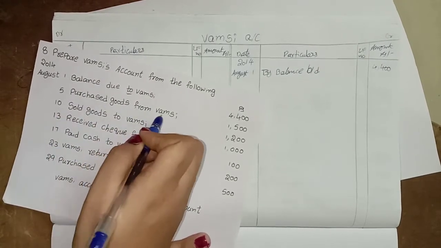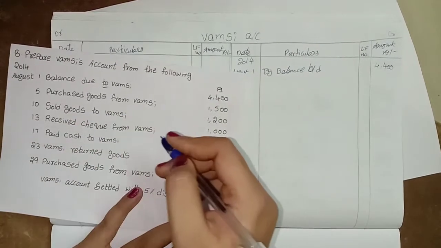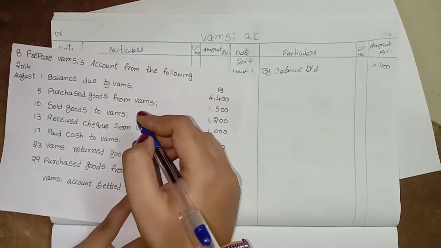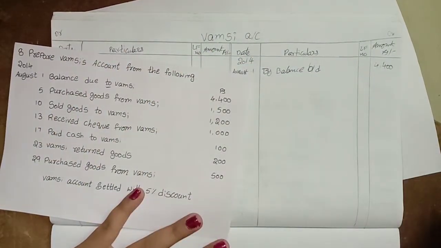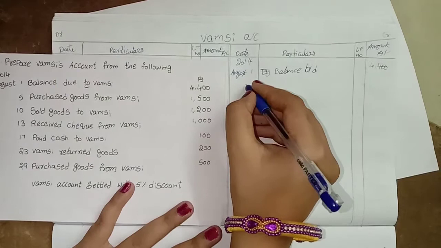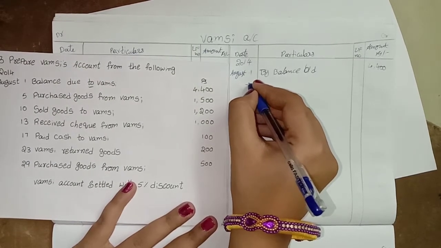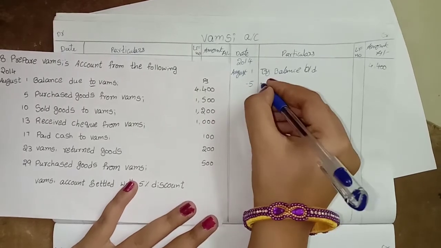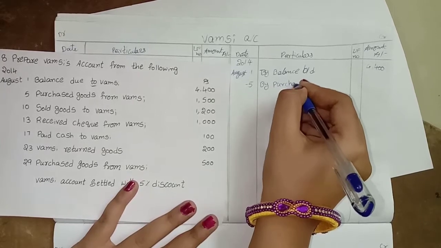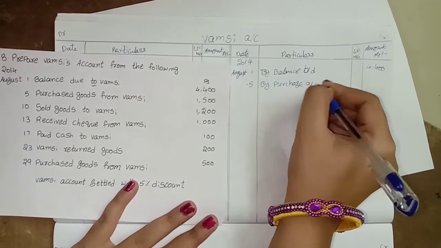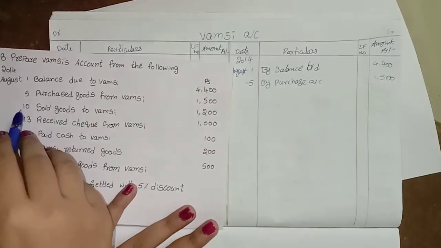Purchased goods from Vamsi. That means we have purchased the goods. So, purchase account debtor to Vamsi account. So, we are going to write the Vamsi account, right? So, Vamsi in credit. So, the purchase in credit side, 1,500. And next transaction on 10th.